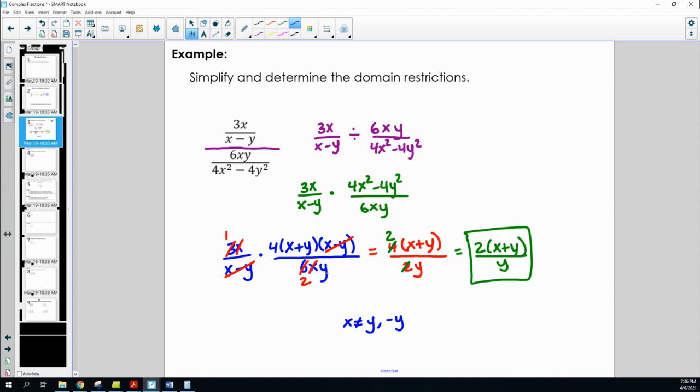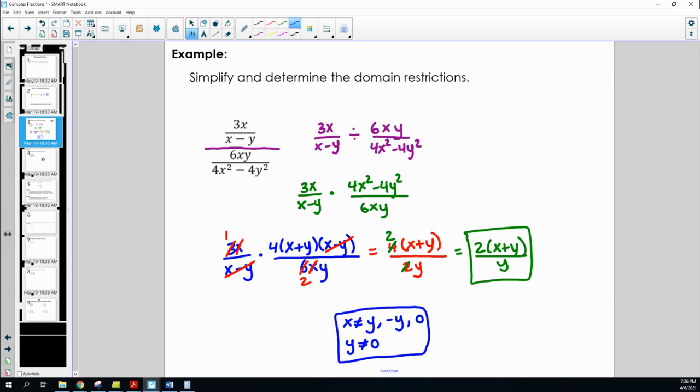And then the 6xy in the bottom, we set that to 0, and we get 0. But because we have this y also in the bottom, we also have to say that y cannot equal 0. So x can't be y, negative y, or 0, and y can also not be 0. And those are all of our restrictions.